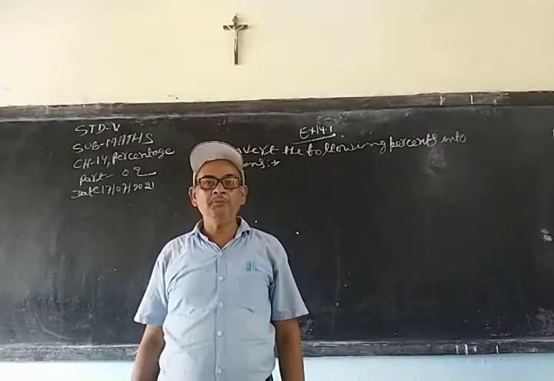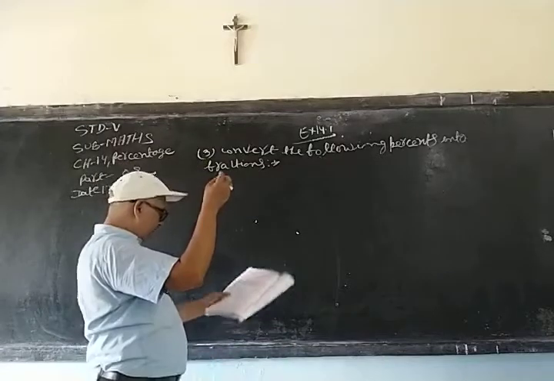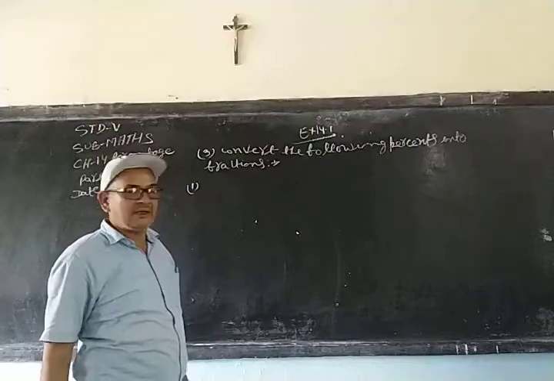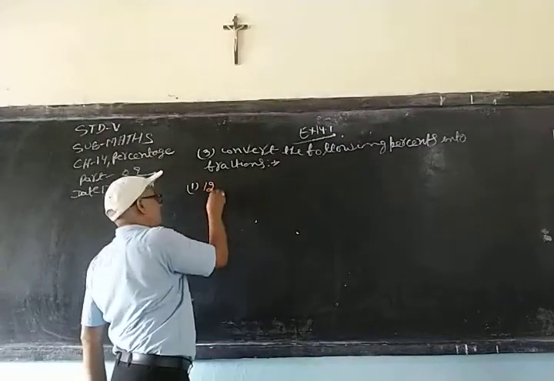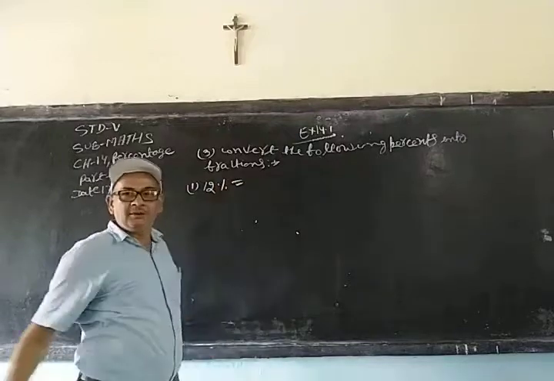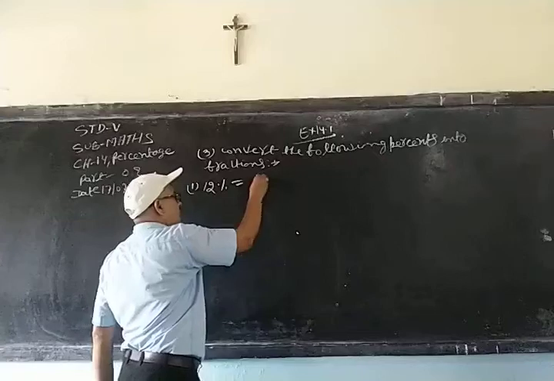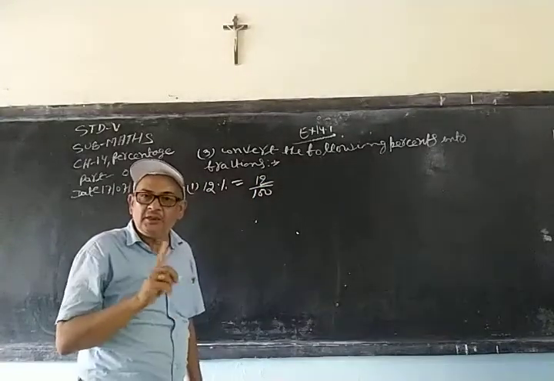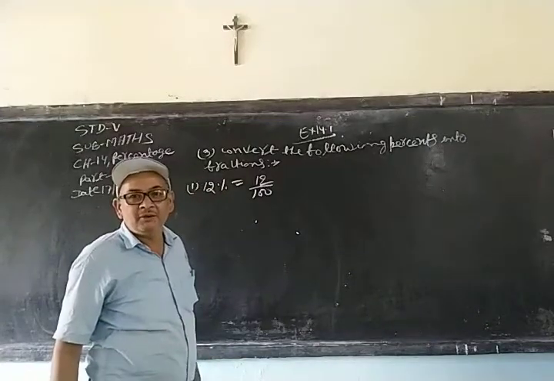Exercise 14.1, question number 3. 12%. Convert the following percents into fractions. 12%. This is the sign of percent, so you will divide by 100, 12 by 100. Now both the numerator and denominator are divisible by 4.